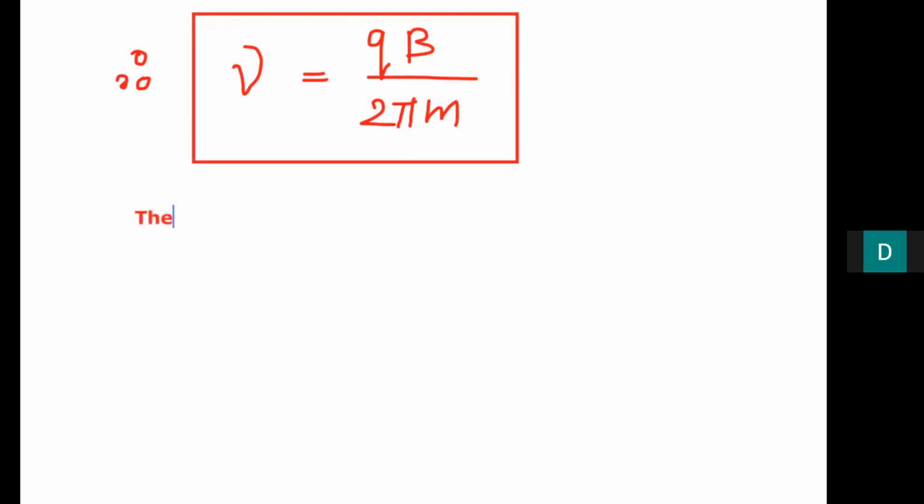The equation represents the cyclotron frequency.